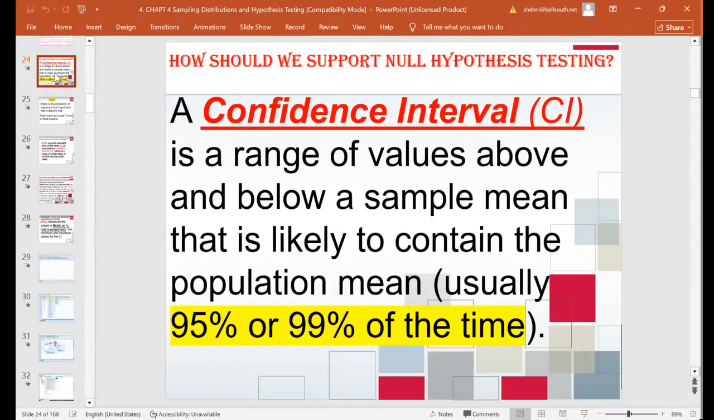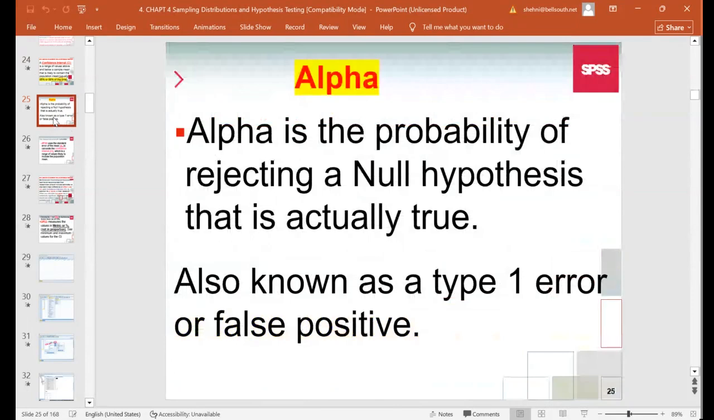In social sciences, we use either a CI of 99% or 95%, meaning alpha of 0.01 or 0.05. And here's the description for the alpha.